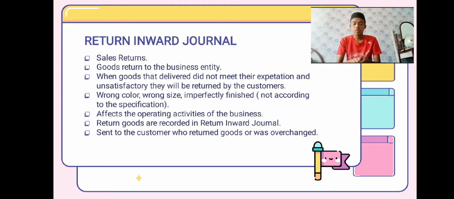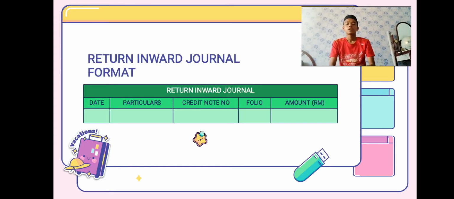And the returned goods are recorded in the journal called return inward journal from the copies of the credit note. They are sent to the customer who returned goods or was overcharged. This is the format for return inward journal. At the top, we need to put the title or name of the account, and next we need to put date, and then we put particulars, and then we put credit note number, and the last we put amount.